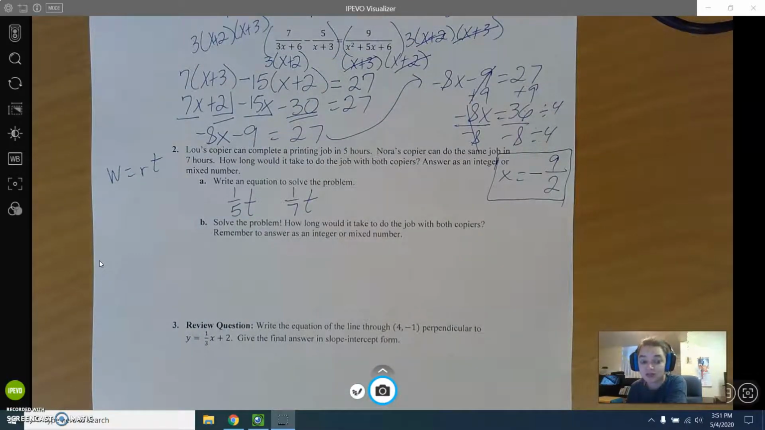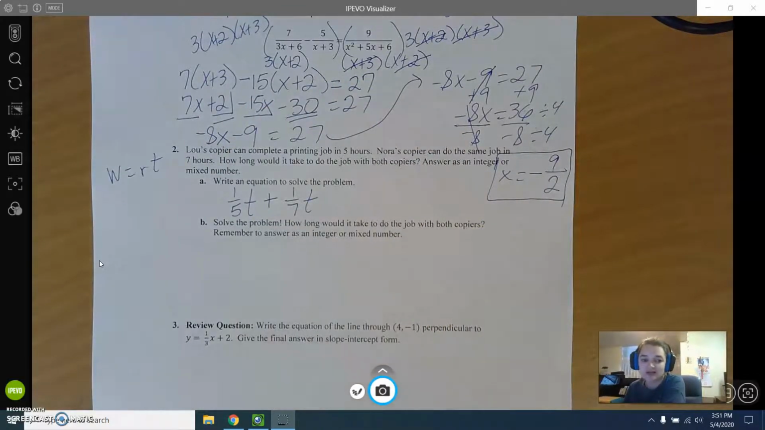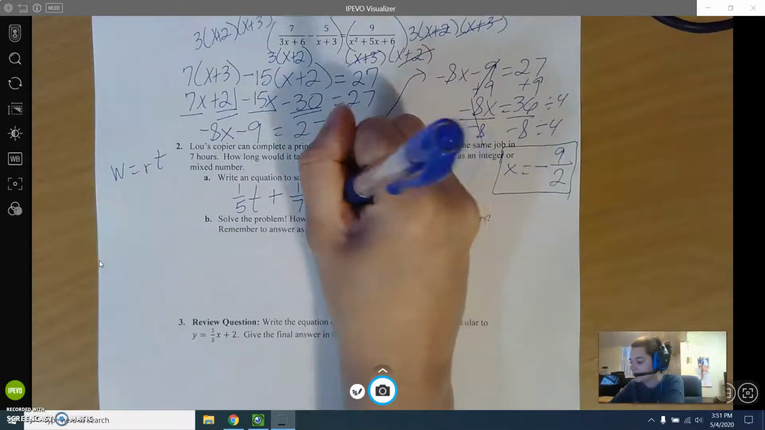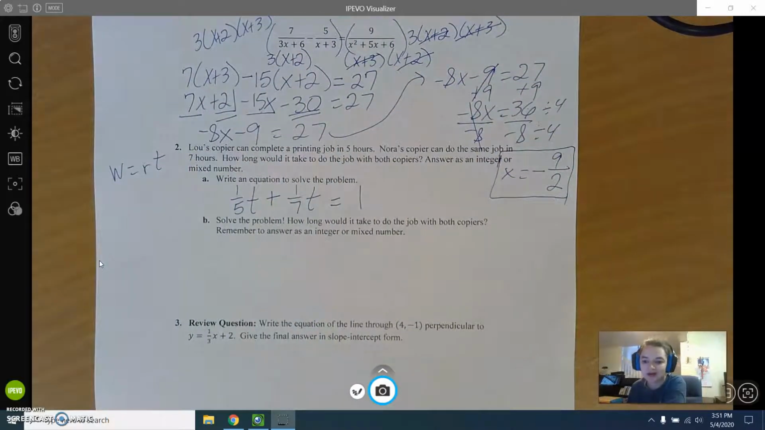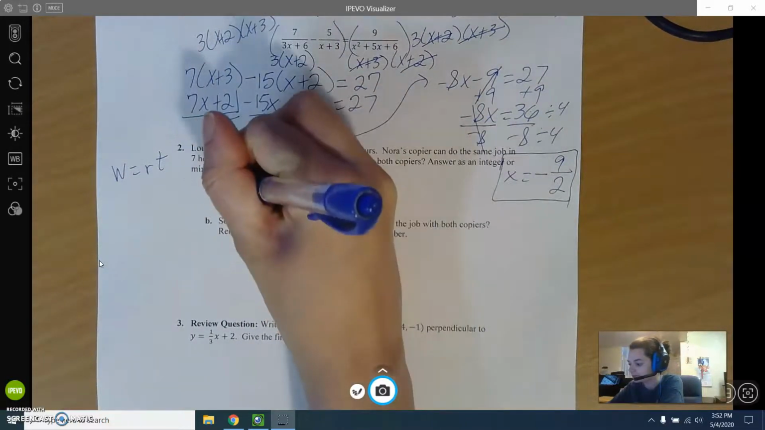Okay? Those copiers are working together. They're not holding each other back. They're not stepping on toes. There's hopefully no overlap of printing pages. They're working together, which means that we're going to add those works together to get our total. And then it equals 1 because we're doing 1 copy job. If they were doing 2 copy jobs, we would equal it to 2. Or 3 jobs of the same length, we would equal it to 3. But since we're just doing 1 job, it equals 1. So that is the setup.